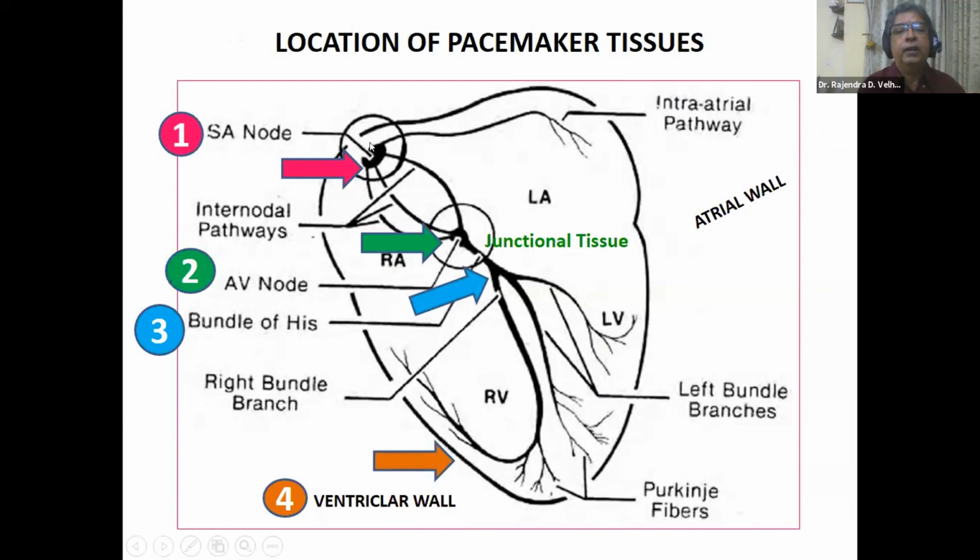Now, in the heart, you'll find the pacemaker tissues are located at certain specific locations. The first is the SA node, then the atrioventricular node or AV node, and some tissue around the AV node that is called the junctional tissue. Then the common bundle of His, the bundle branches, the right and left branches, and then the Purkinje fibers, that is the His-Purkinje system. And lastly, the ventricular myocardium, which can also pace the heart during an emergency.